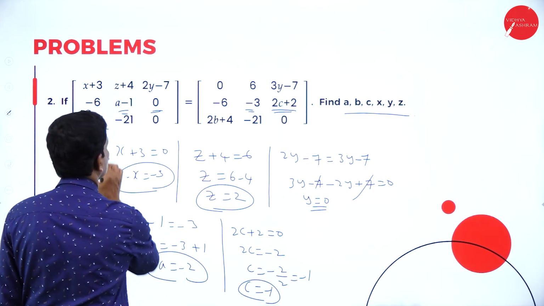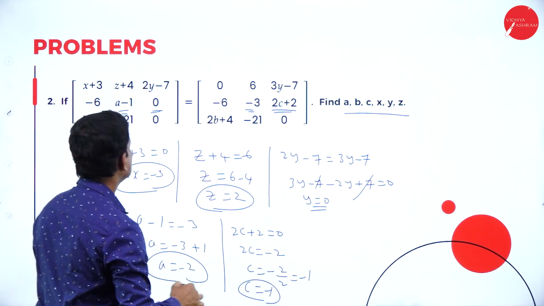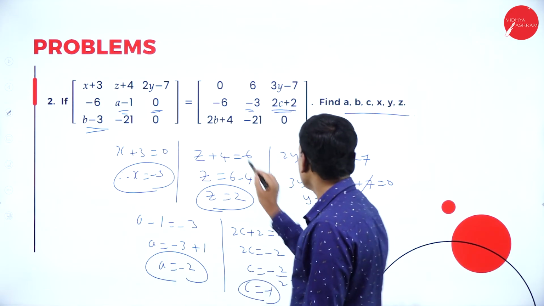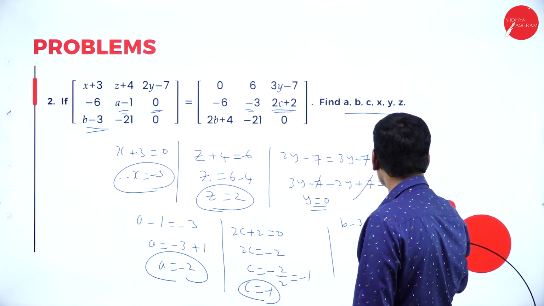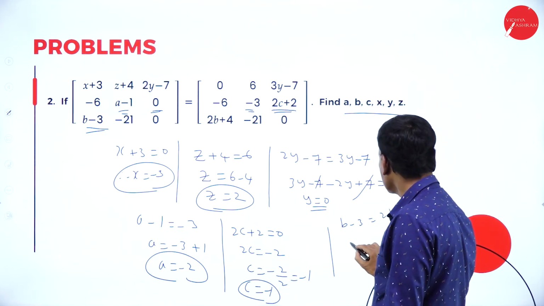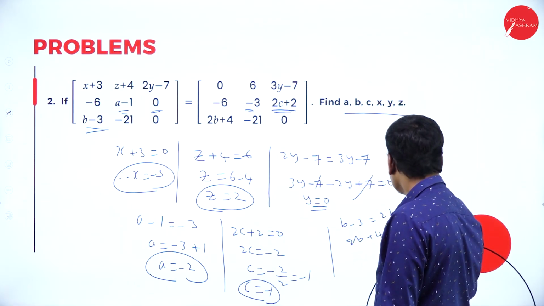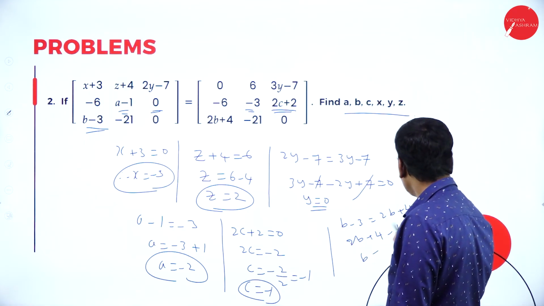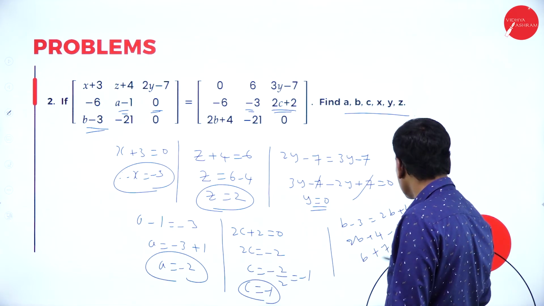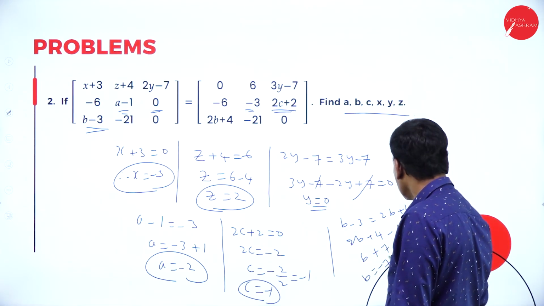Similarly, get the value of b. What is b? b minus 3 is equal to 2b plus 4. So, transfer this, that is 2b plus 4 minus b plus 3 is equal to 0. 2b minus b is 1b, 4 plus 3 is 7, is equal to 0. Therefore, b is equal to minus 7.